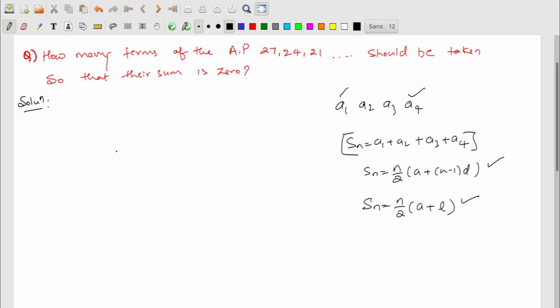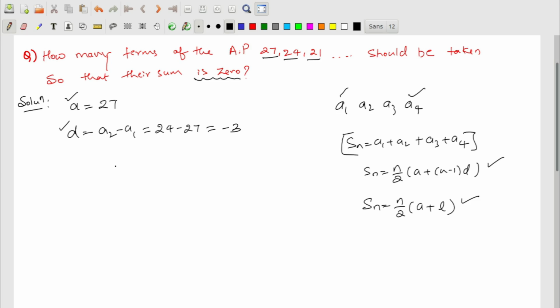Fine. Then our first question here is: how many terms of the AP 27, 24, 21 should be taken so that their sum is 0? From the given data, the first term is equal to 27 and the common difference d will be equal to a2 minus a1, so 24 minus 27, which is equal to minus 3. We got the first term and the common difference, and what else is given here: should be taken so that their sum is 0.